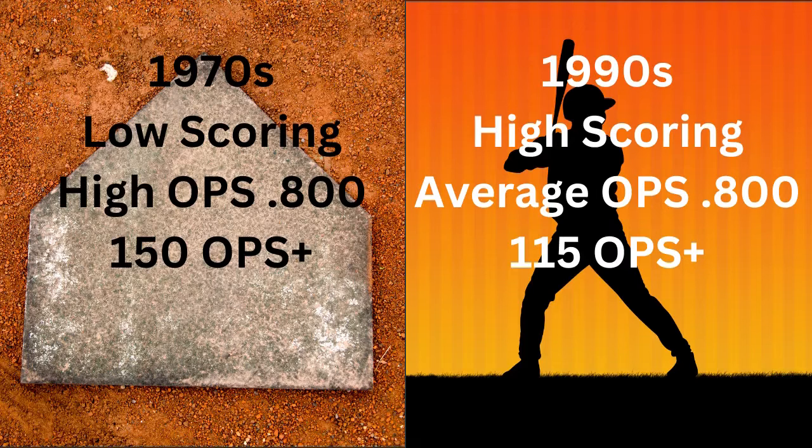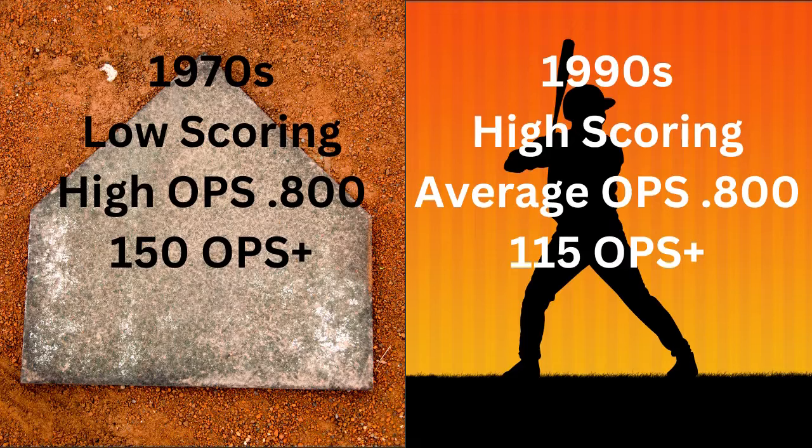When we look at the history of OPS plus and compare decades, one of the best comparisons to look at is the 1970s as compared to the 1990s. In the 1970s in Major League Baseball, there was a very low run scoring environment. So a player with an OPS of .800 or higher was a much more desired player in terms of offensive ability. And when you calculate it out, that comes out to roughly a 150 OPS plus, so 50 points higher than the average.